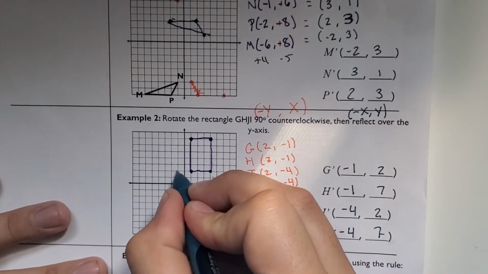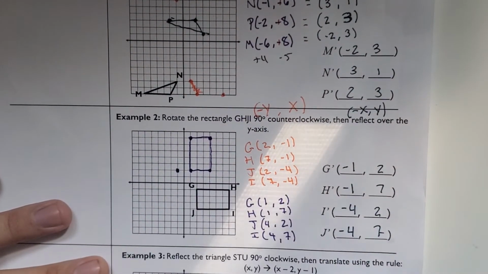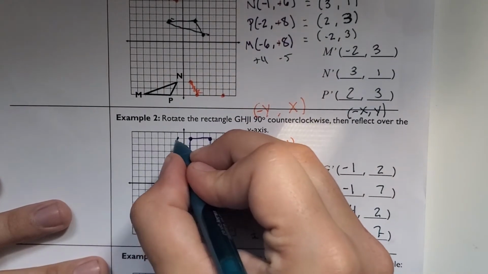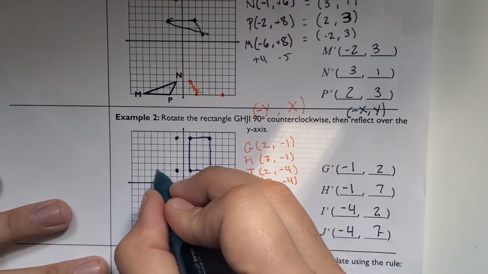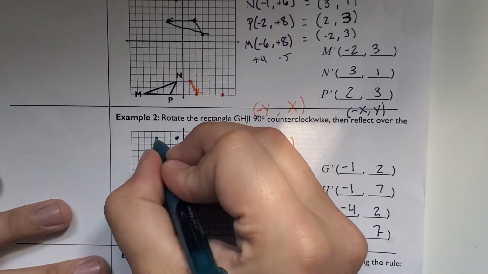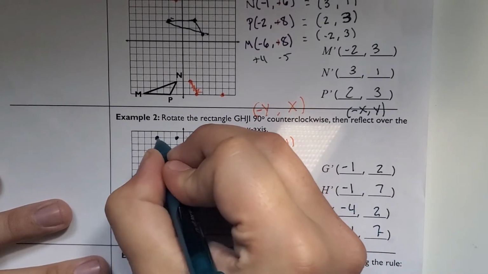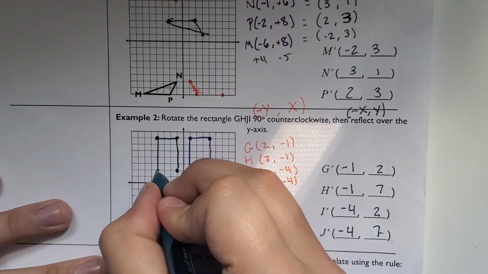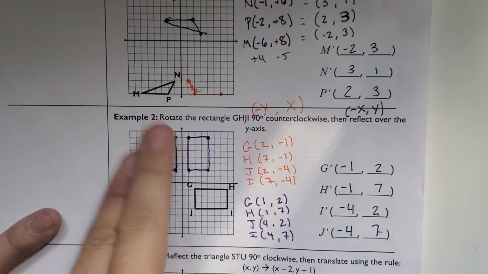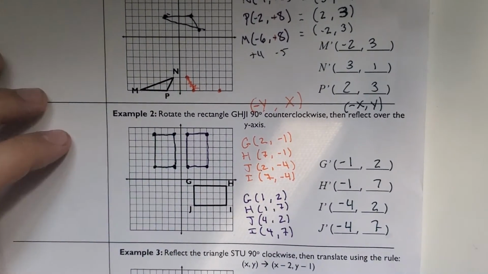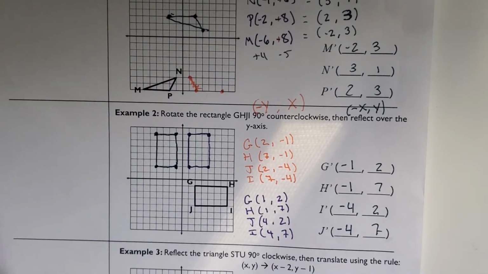Over negative 1 up 2. Over negative 1 up 7. Negative 4 up 2. And negative 4 up 7. And this ends up being my rectangle. I rotated it 90 degrees and then flipped it over the y-axis, putting it in that new position.